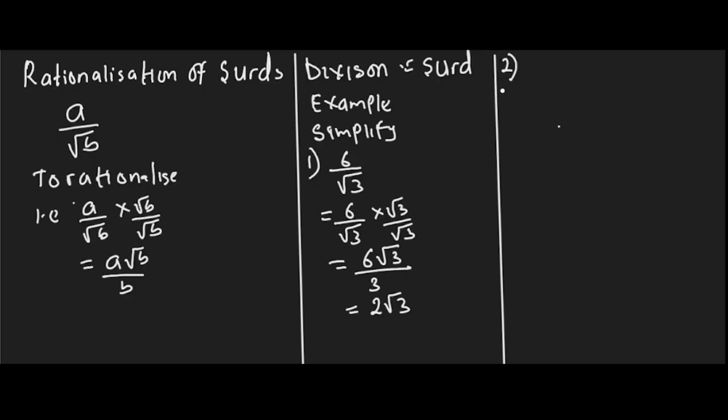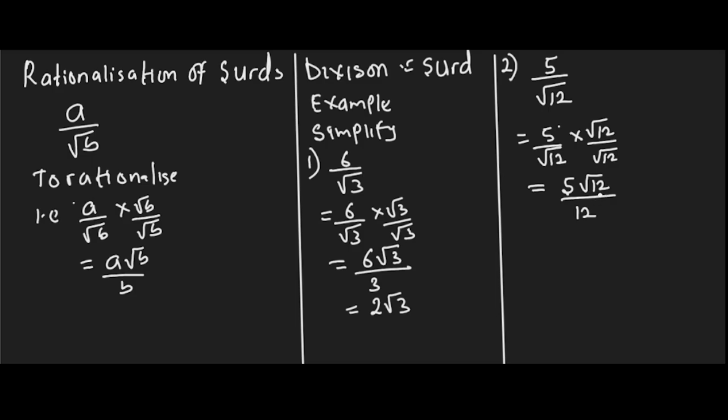Another example. We have 5 over root 12. To simplify this, what we also do is rationalize. That means we multiply the numerator and denominator by root 12 over root 12. This is going to give us 5 root 12 over root 12 times root 12, which will give us 12. So we have rationalized that. Our answer is going to be 5 root 12 over 12.